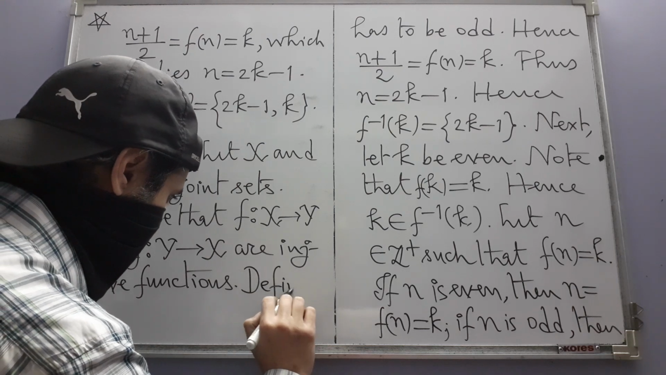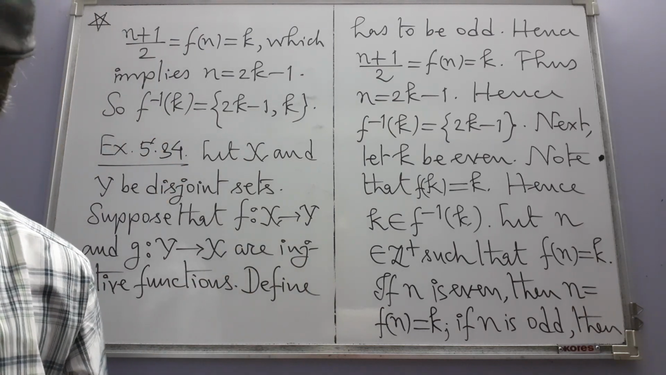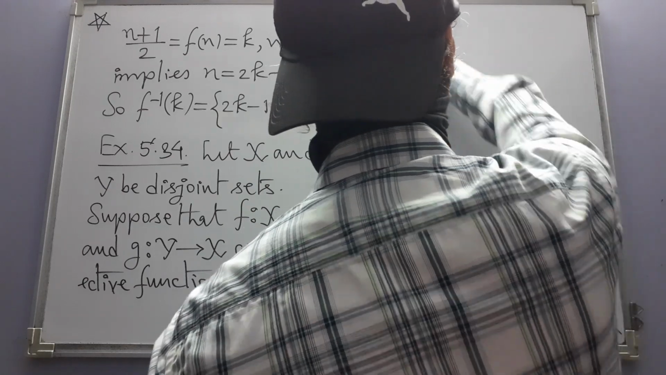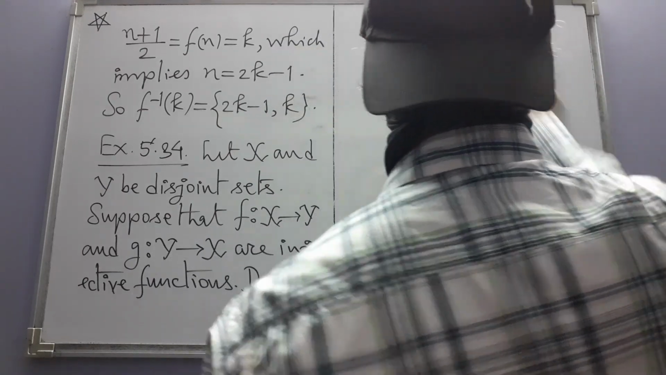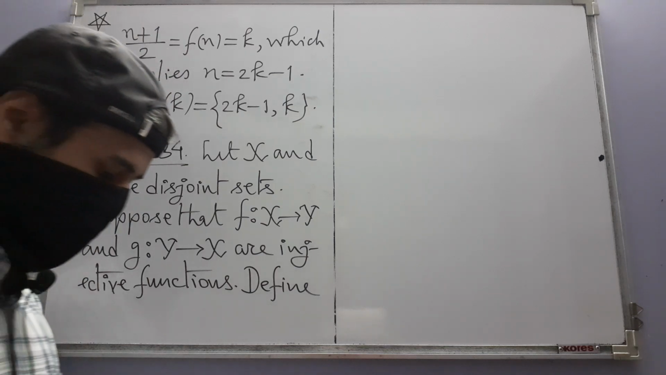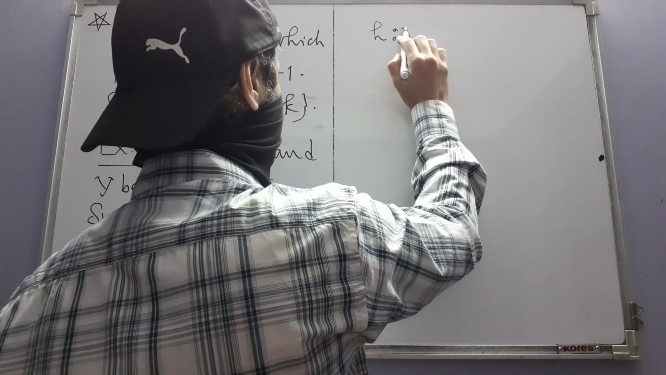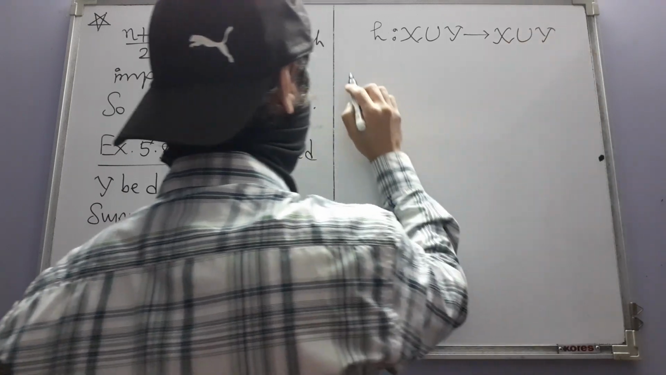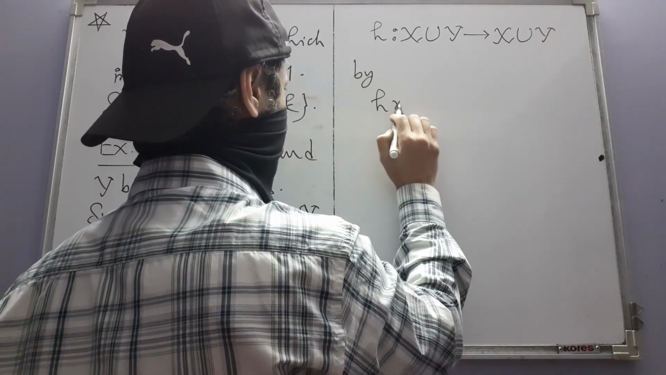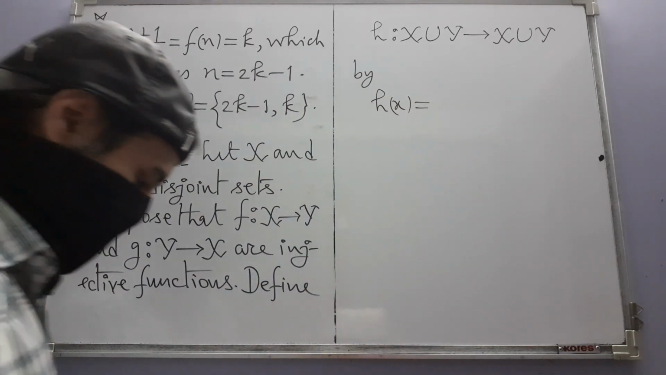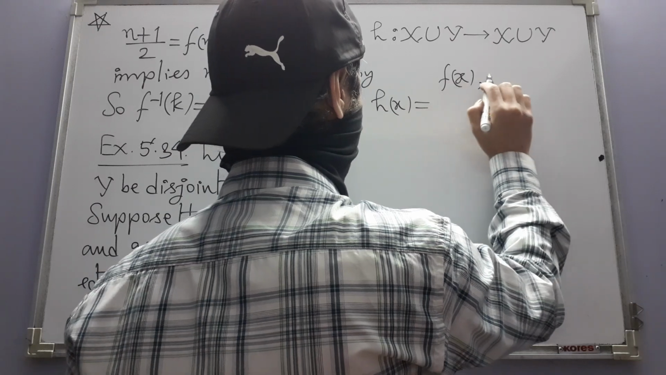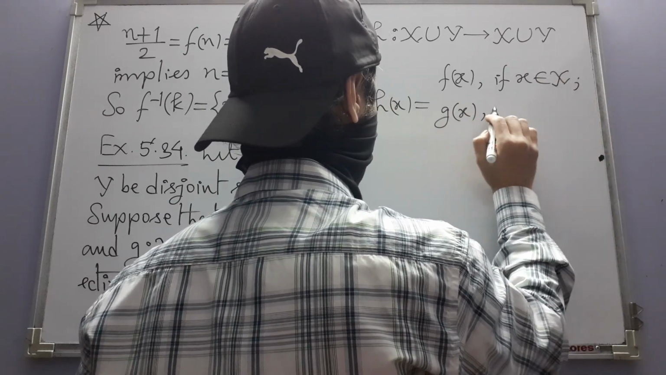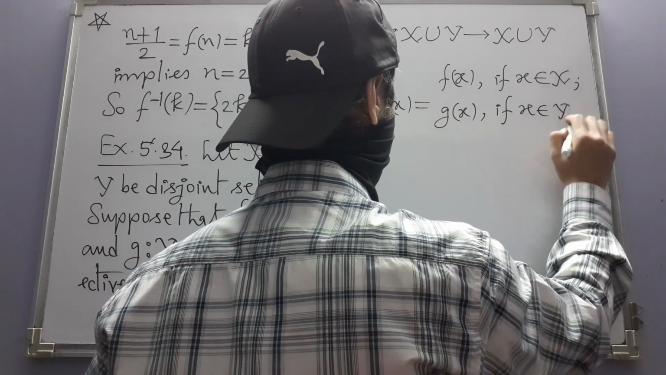Define another function h from X union Y into X union Y by this rule. h of x is f of x if x belongs to X, and g of x if x belongs to Y.